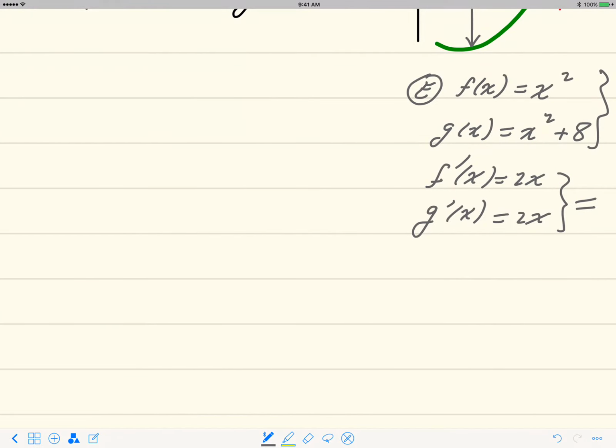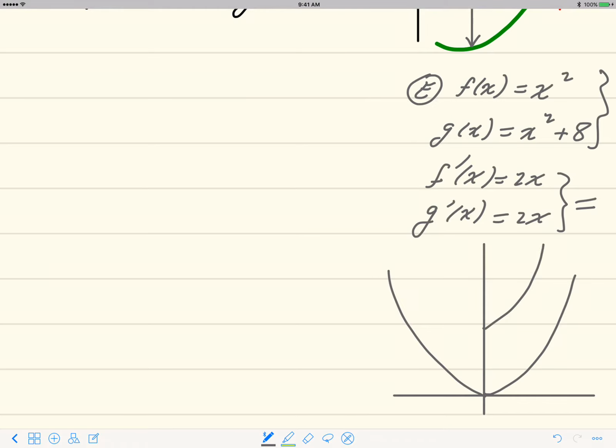And of course, you know what these graphs look like. One is a parabola with vertex at the origin. The other one is a congruent parabola. So this is g and this is f. And of course, this constant difference is 8.